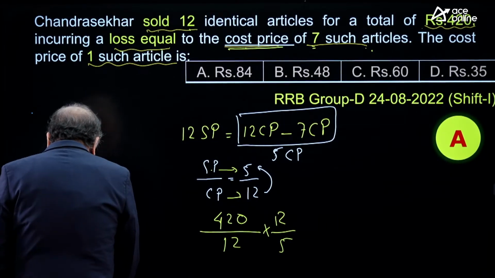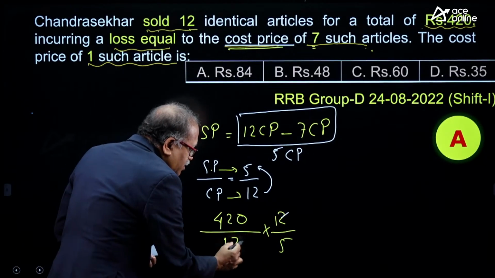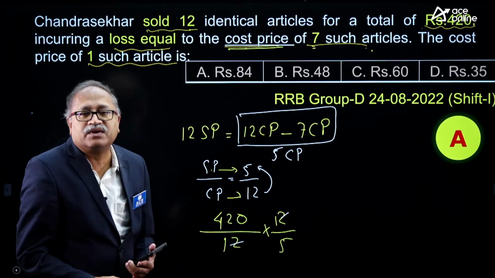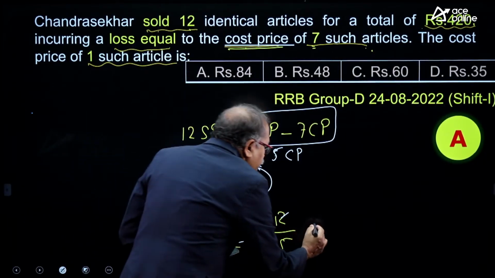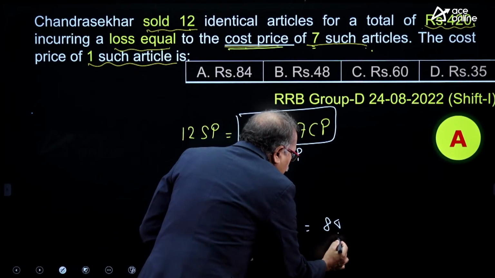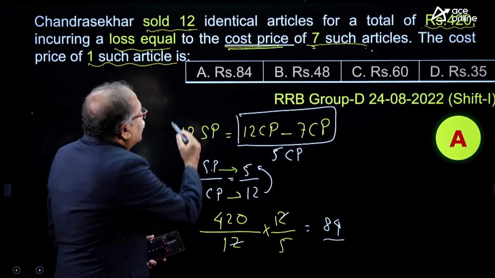So, the rest is a small calculation here, my young friends. This 12 gets cancelled, 420 divided by 5. So, that is 84. So, my answer has to be: cost price of each article is 84. Do we have 84? Option A.